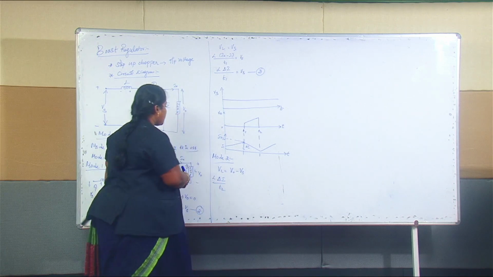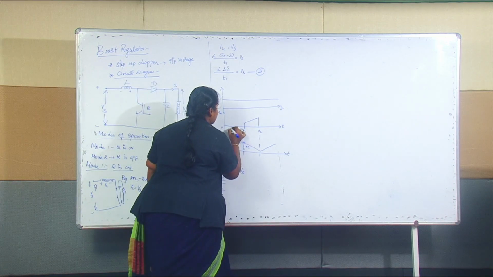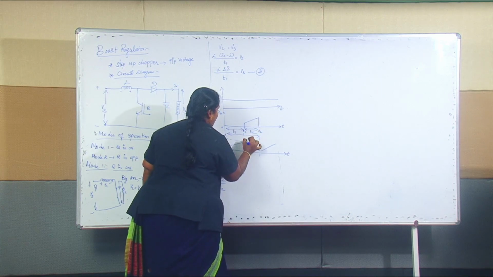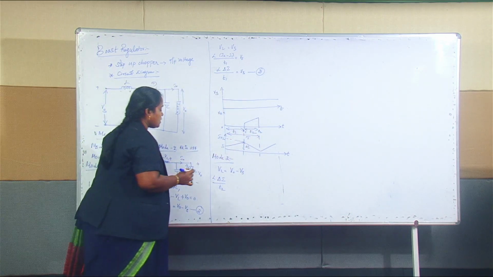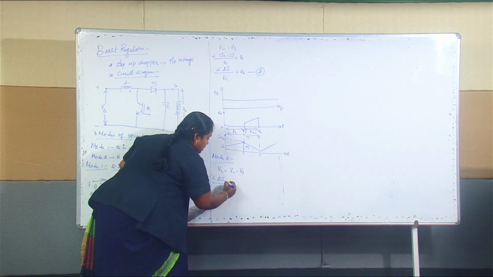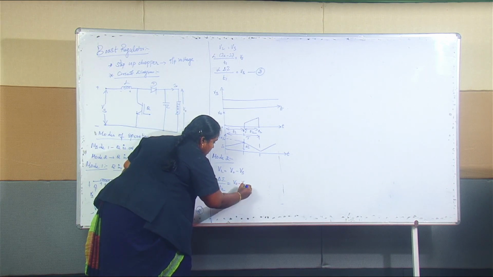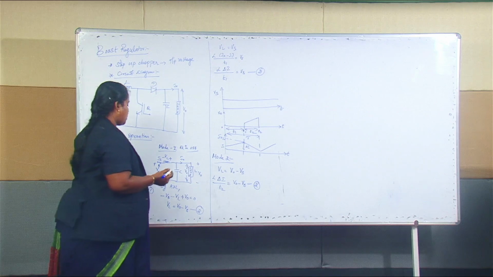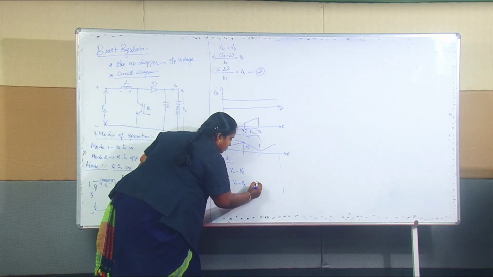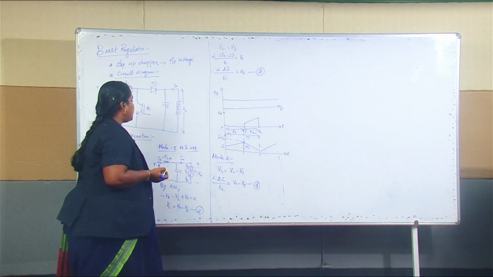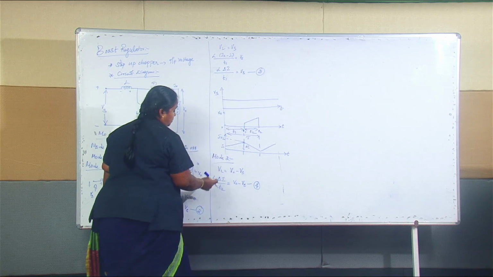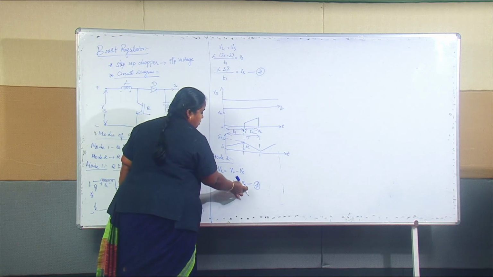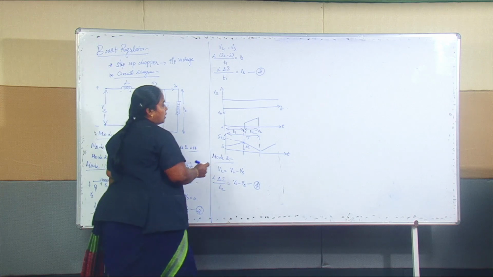Now it is a mode 2 operation. In mode 2 operation, this is your T1 and this one is your T2. This total time period is your T. So in this case, L into del I by T2 is equal to V naught minus Vs. Let this be equation 4. So del I by T2 is equal to V naught minus Vs is your equation 4.